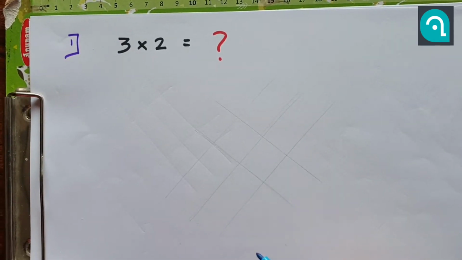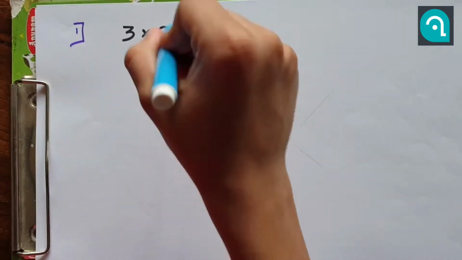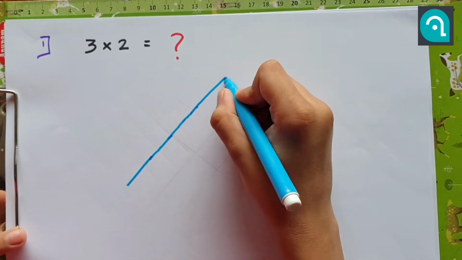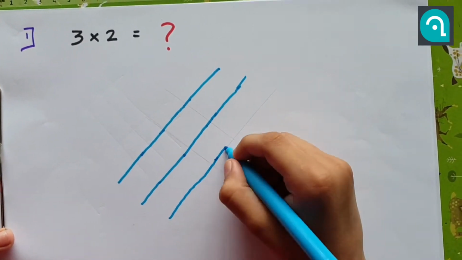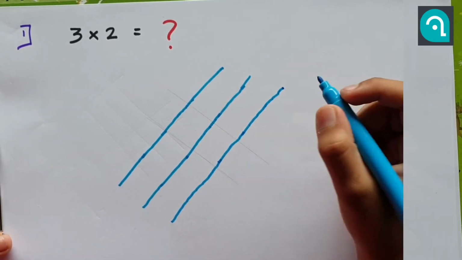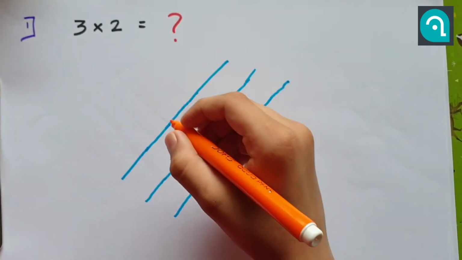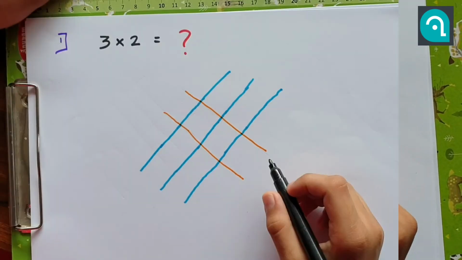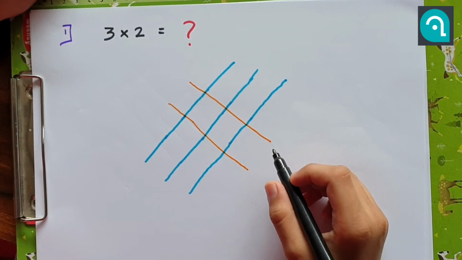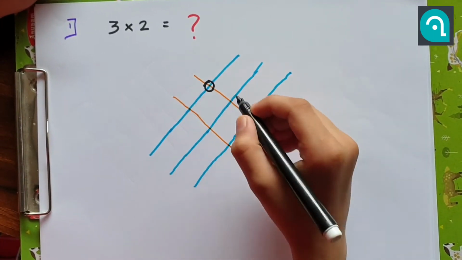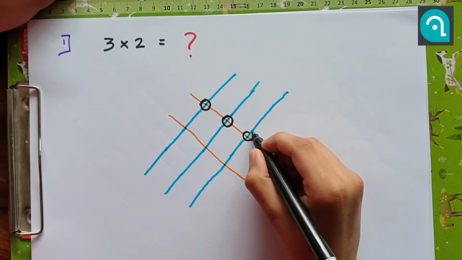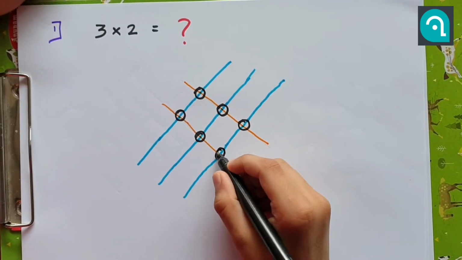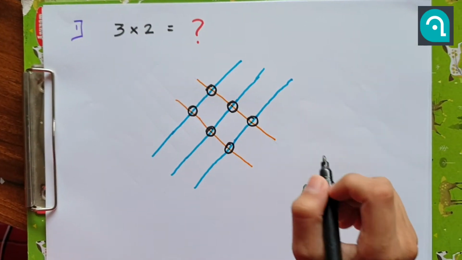Let us start the first question. We have to find 3 into 2. We have to draw 3 lines. We have to draw 2 lines. Now find where these lines cut each other. 1, 2, 3, 4, 5, 6. 3 into 2 will give 6.